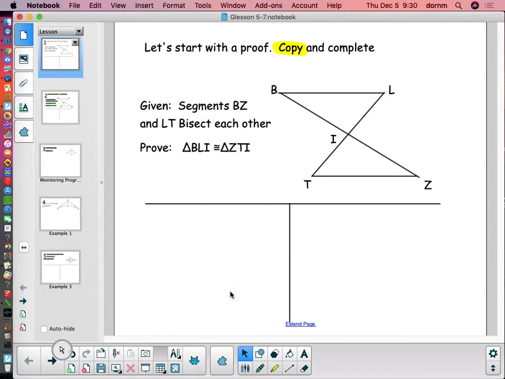Proof. Yesterday we talked about planning our proof and how we set this up. So let's do the same thing here.